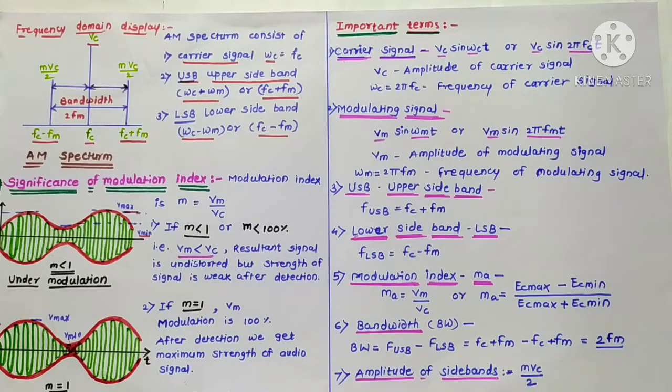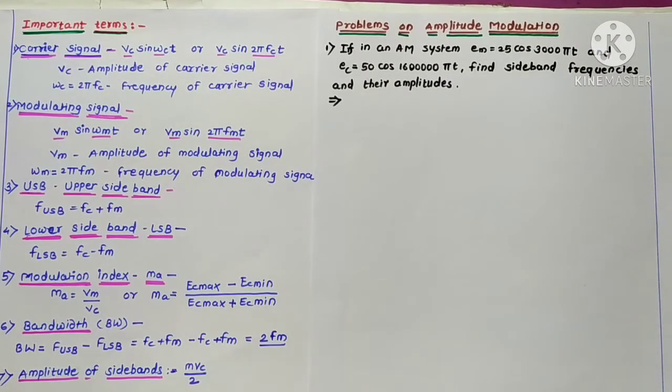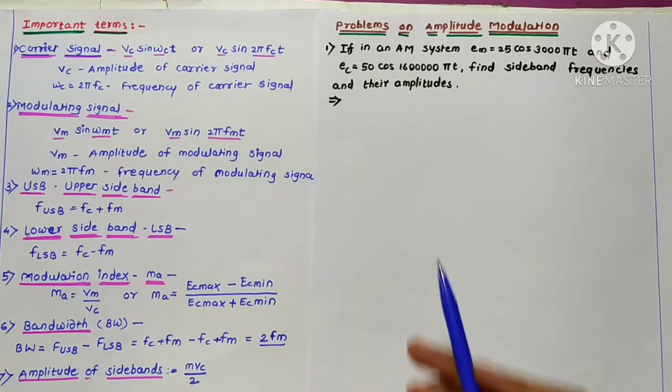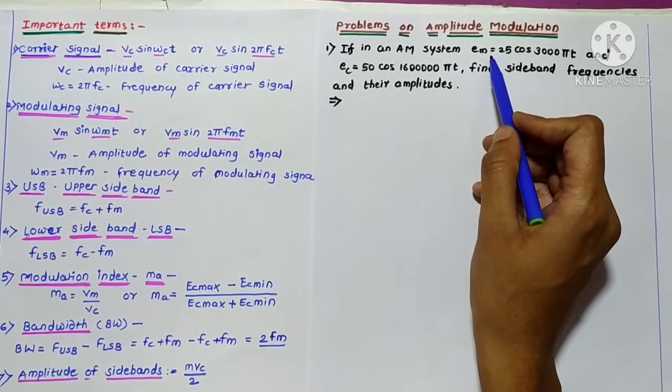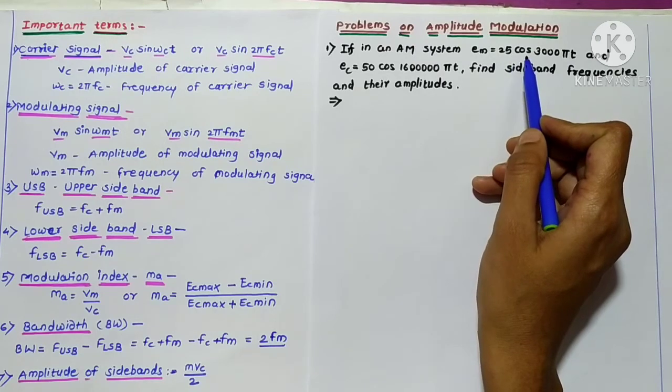Okay students, I think all of you got the clear idea about different type of terms and their related formulas. This will be helpful to you for solving different type of problems related to AM signal. As we have revised these terms and their formulas, now let us see some problems on amplitude modulation.